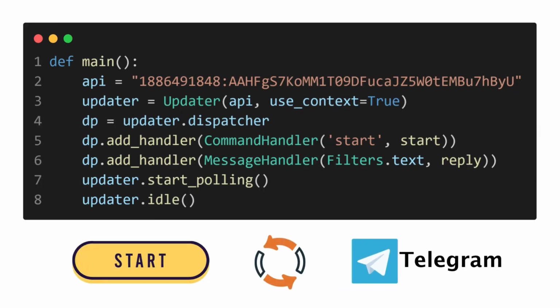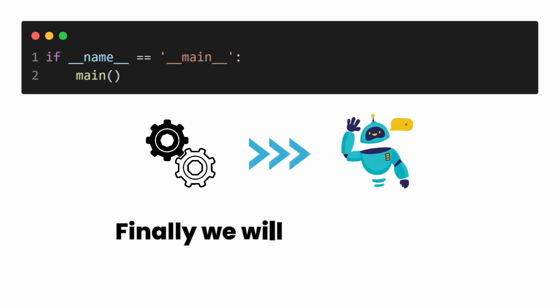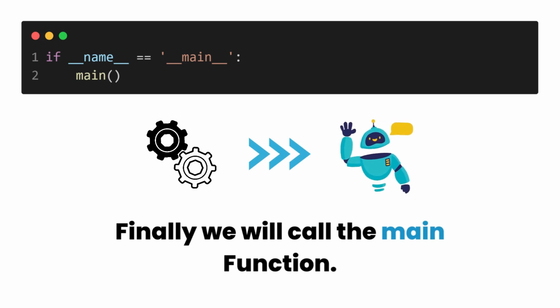At last, we will start the updater. So, updater.startPolling will start the bot. It will run continuously. If you want, you can set an interval. Then, updater.idle will block the program until one of the signals is received and stops the updater. Finally, we will call the main function. And it will start the bot.